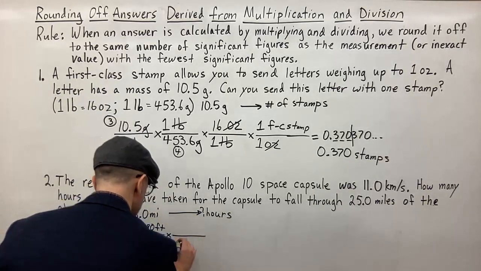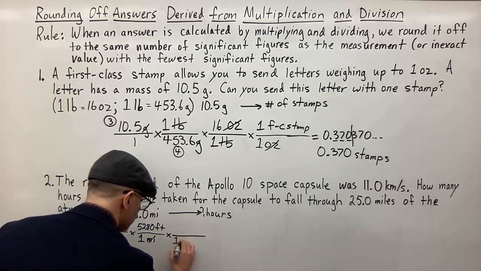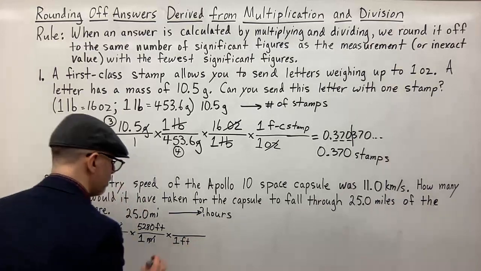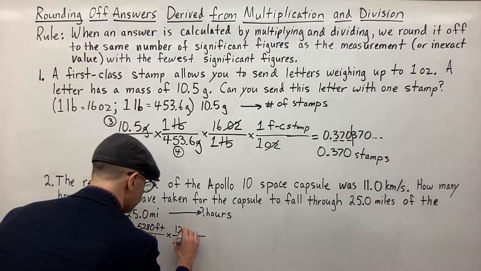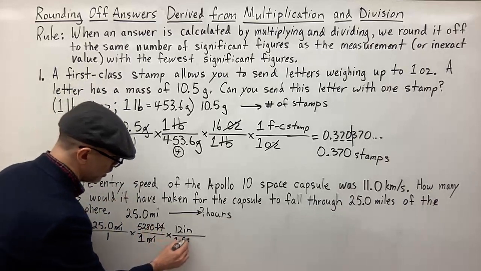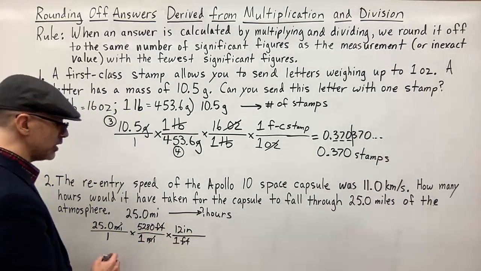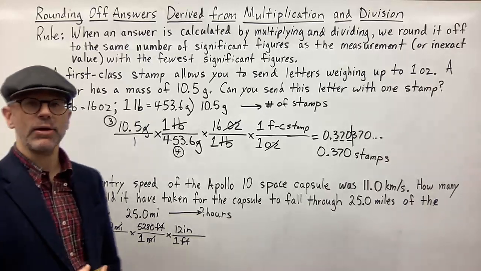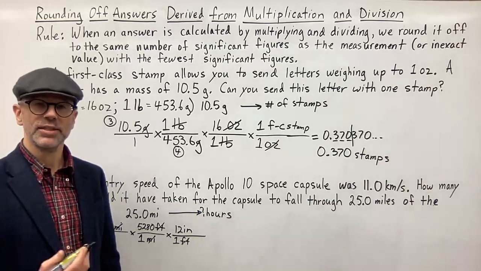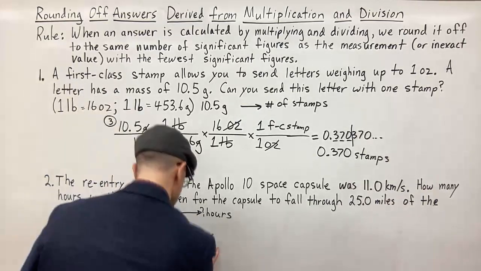So I'm going to have feet on the bottom. So 1 foot is on the bottom and 12 inches on top. So feet are going to cancel. Now I have inches. So now I can convert to centimeters because I know 1 inch is 2.54 centimeters.